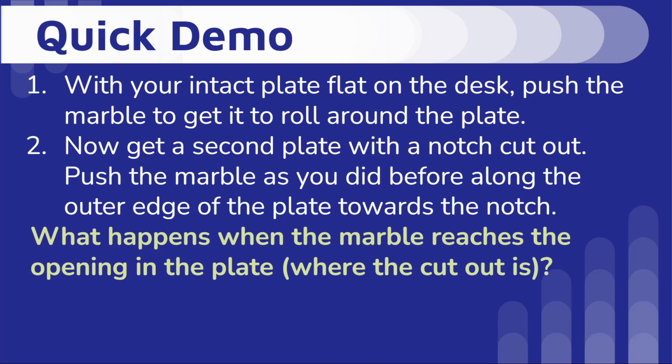Okay, it says intact on my screen, but it's the whole plate. The other plate looks like Pac-Man because it has a pie piece missing. So you should have two of these at your desk. And it tells you in step 1 to take this whole plate, the one that hasn't been cut, and you should have a marble. Roll that marble around your plate to get it to go in a circular path.